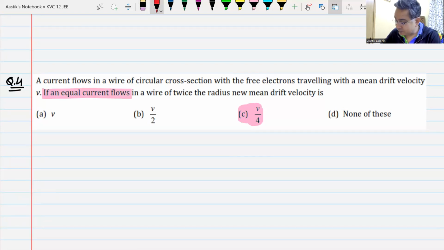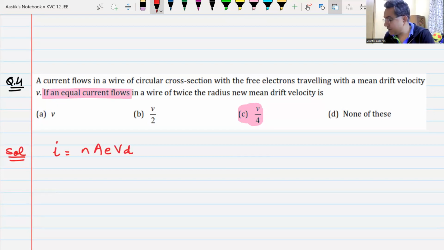So now we'll have to understand the relation between current and the drift velocity. Current is nAeVd.